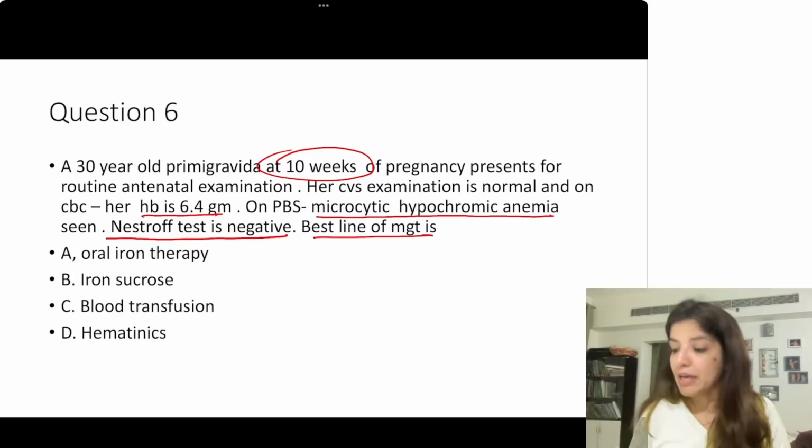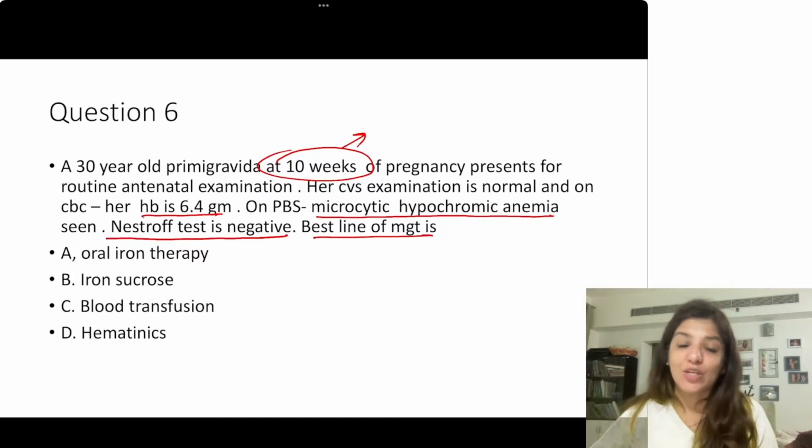So now you tell me, patient is coming to you at 10 weeks of pregnancy and you did a CBC, and on CBC you are getting hemoglobin 6.4. Now, what is the best line of management? Cardiovascular examination is absolutely normal. What is the management? Some are saying B, maximum are saying B, some are saying A, some are saying D.